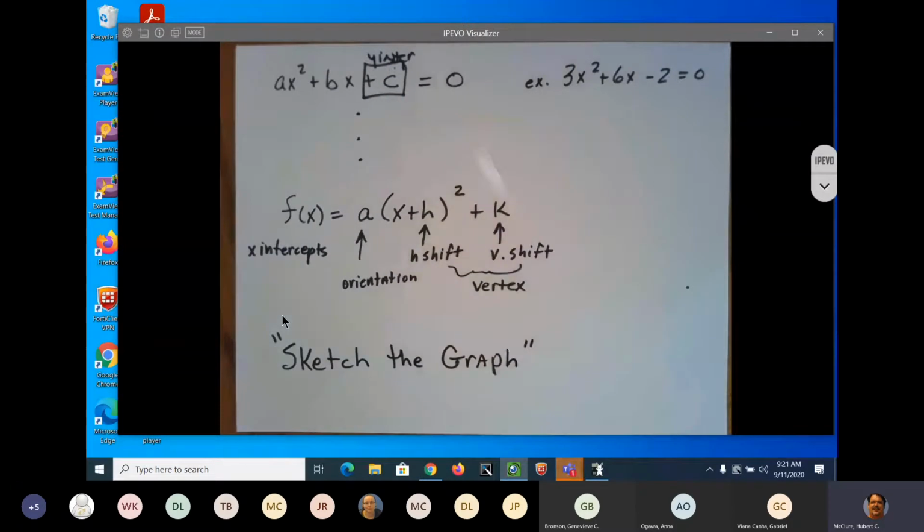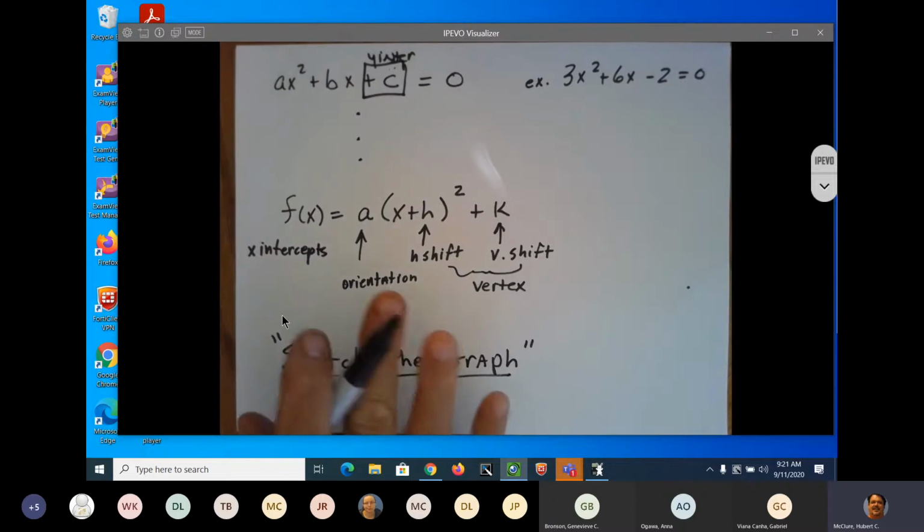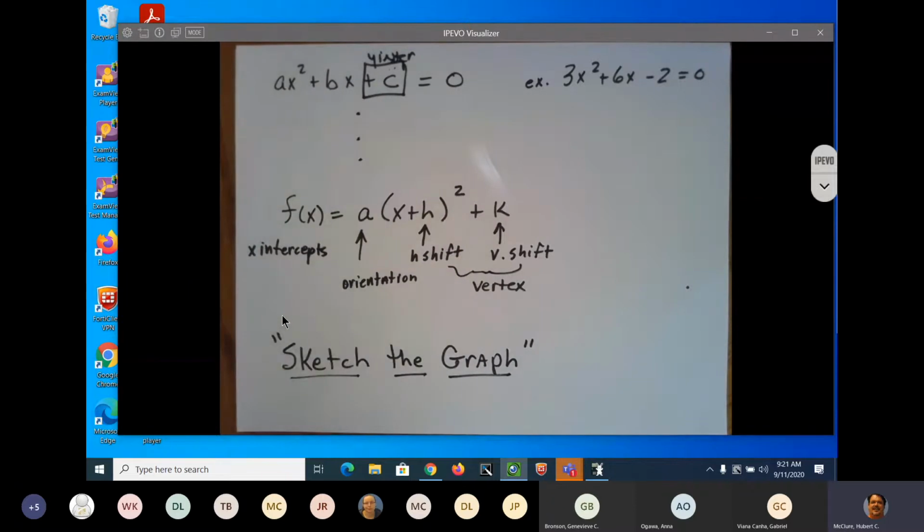You can sketch the graph. That's your goal right there. That's the goal for completing the square, to do all of this. And completing the square gives you the ability to do all of this. The quadratic formula just gives you the x-intercepts.